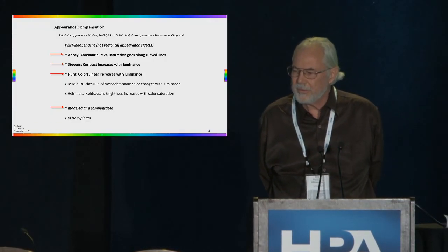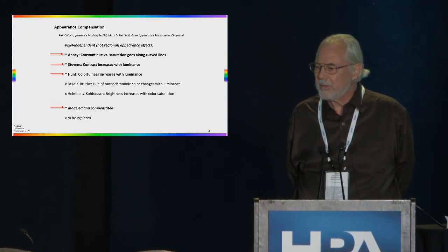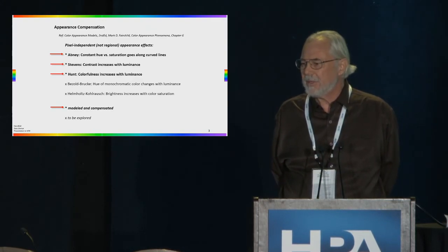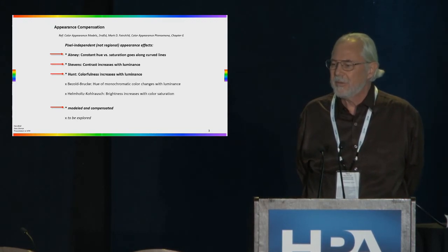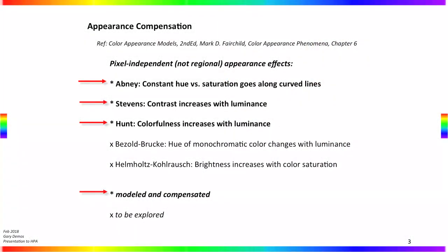These particular ones are pixel independent, so there are things that you can do just on the pixels themselves without working on the surrounds. So the Abney effect is that constant hue versus a change in saturation goes along curved lines. So we'll delve into that a little bit. Stevens is that contrast increases with luminance. Well, that's part of the zing in an HDR display. Hunt is that colorfulness increases with absolute luminance. So flowers under sunlight are more colorful than the same chromaticity of flowers under the same spectral illuminant indoors.